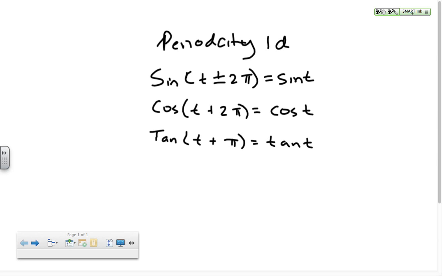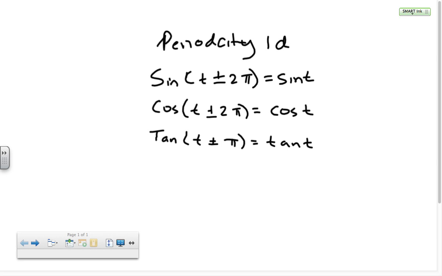What's nice about this is that it means any multiple of this. So tangent of t plus 2 pi, plus 3 pi, plus 4 pi, any of those will be the same thing as tangent of t. When you're dealing with sine and cosine, they have to be multiples of 2. So t plus 2 pi, t plus 4 pi, t plus 6 pi, and so forth.